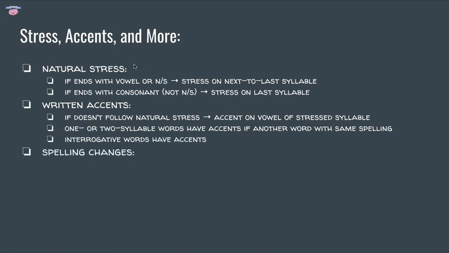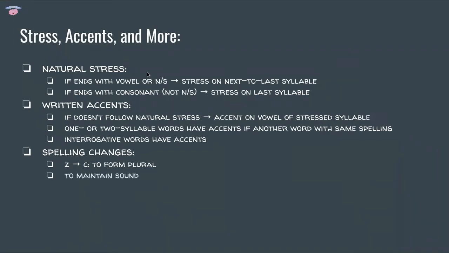Some spelling changes to make sure of in Spanish. A word goes from Z to C when it forms plural. So remember the example we looked at earlier, lápiz and lápices? Well, lápiz ends with a Z, but its plural form, lápices, sorry for the messy handwriting, has a C instead of a Z. And this is an example of the Z to C spelling change.